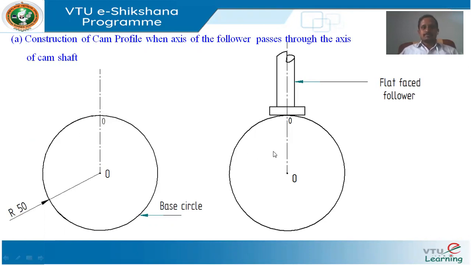In the next step, with reference to point zero and this axis line, draw the shape of the flat faced follower. Then make sure the axis of the follower is passing through the axis of the camshaft. Now here, to construct this flat faced follower, a scale is not required, but we should use proper tools.